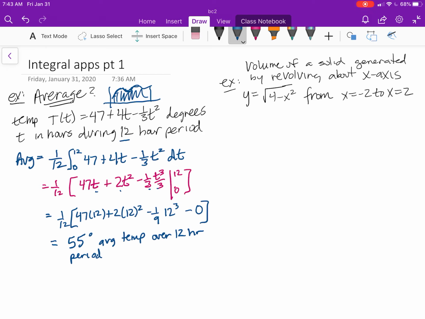Okay, that one's not bad. This next one, you're going to need a formula. I want to take a quick second to explain what's going on though. What is this formula exactly doing? Okay, so we have some function. We're revolving it about a certain axis, typically the x, but it could be the y, and that would change slightly. So without knowing what this graph looks like, this problem could still be done.